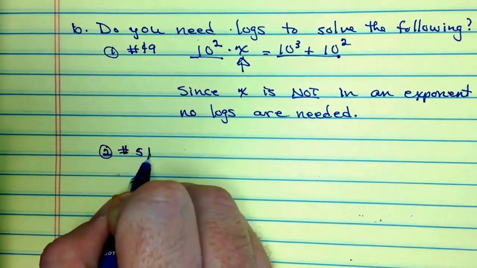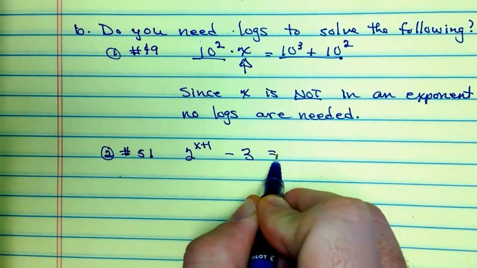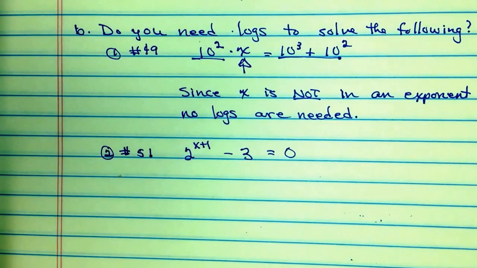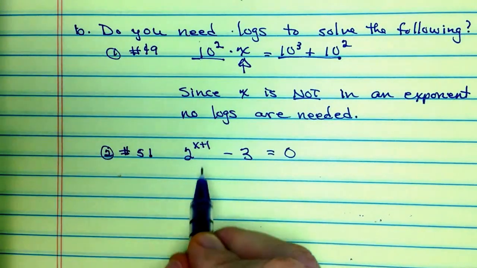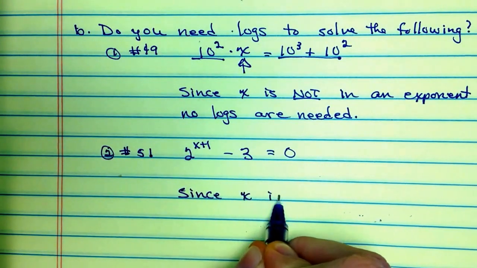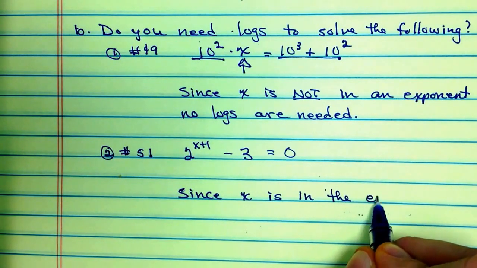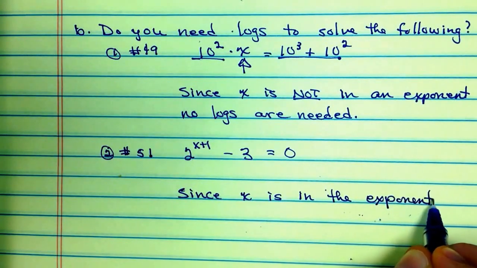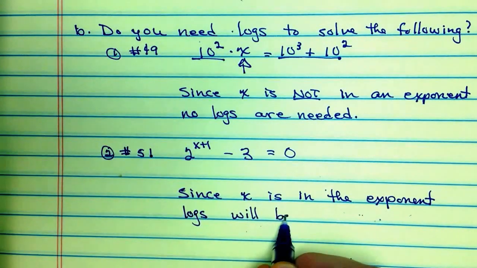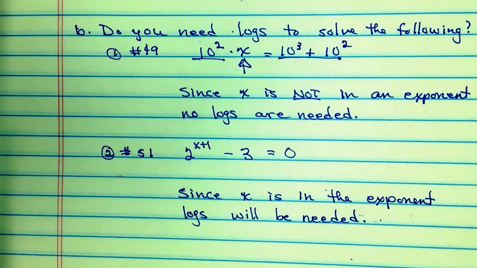All right, let's try another one like this. Number 51 says 2 raised to the x plus 1 minus 3 equals 0. Is this an exponential equation? The answer is yes, because we have an x in the exponent. So since x is in the exponent, logs will be needed. That's simple.